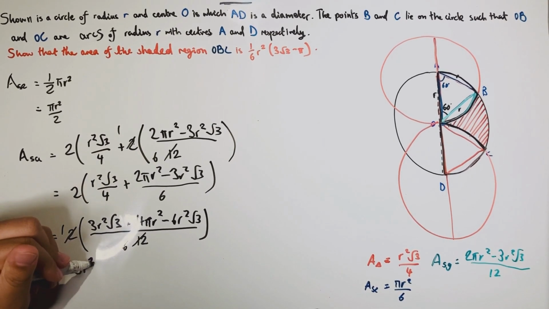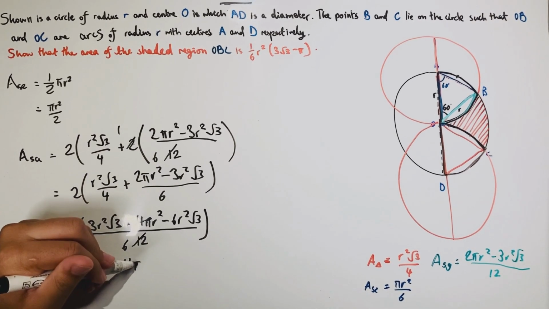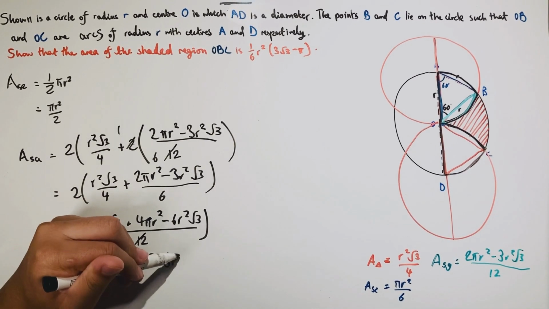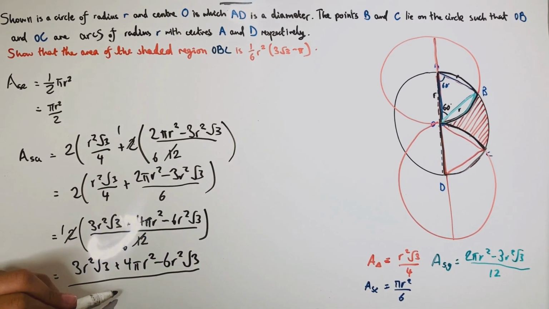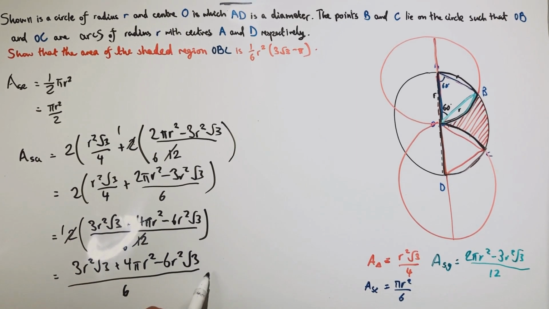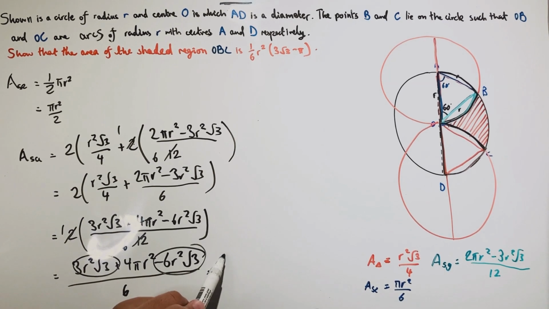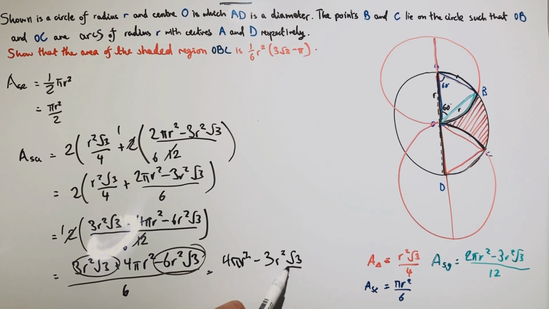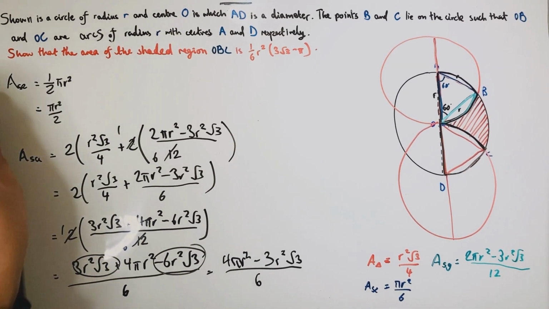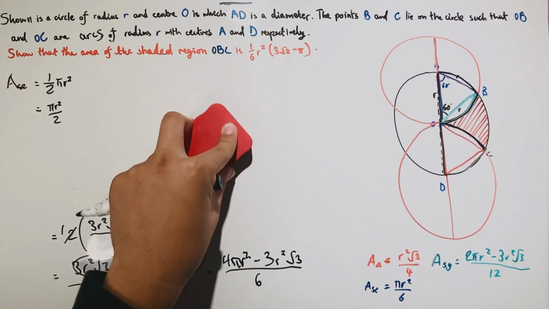So we end up with something looking like this. But wait, look, we've got some like terms, don't we? So we can actually rewrite this as 4 pi r squared. 3r squared root 3 minus 6r squared root 3 is minus 3r squared root 3 all over 6. Alright? Now, we've got the area of the shaded region.